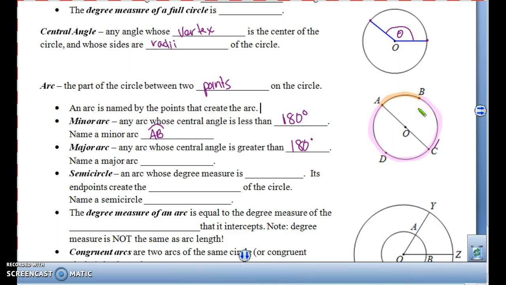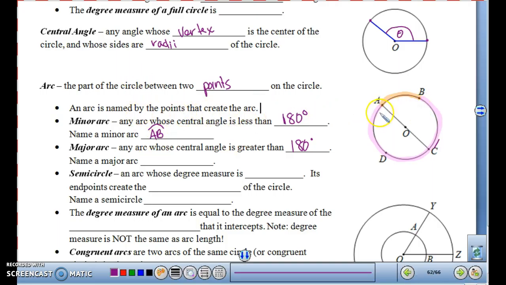And it's usually named by the endpoints with a letter in between. So this could be major arc ADB. These are the endpoints, and that's a point in the middle. It indicates direction. That indicates that this is the major arc rather than the minor arc AB. So this has no point D between it. This one does, to show that it's the one on this side, not on this side. So minor arc, major arc.